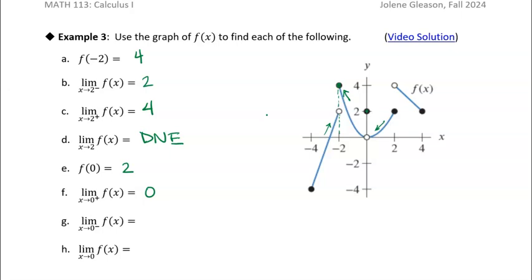Now, if I approach x equals 0 from the left, from the negative side of the axis, again it looks like the values of f of x are approaching 0. Those left and right-hand limits are equal to each other, so I can say that the limit as x approaches 0 of f of x is 0, even though the value of the function at 0 is not 0. As x approaches 0, either from the left or the right, I get 0. So the limit as x approaches 0 is 0.